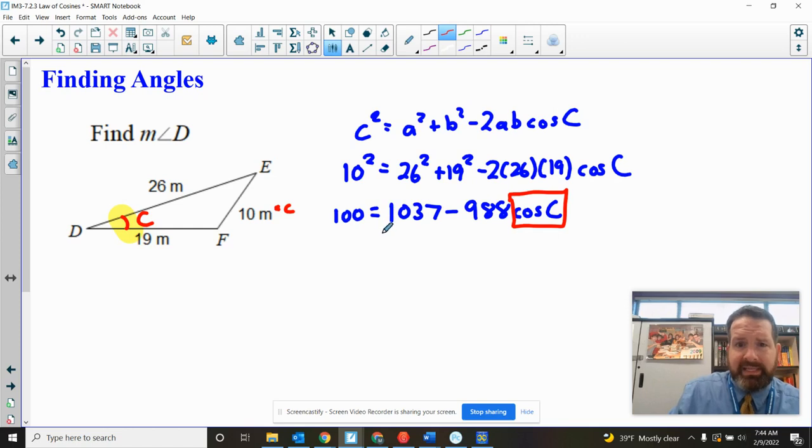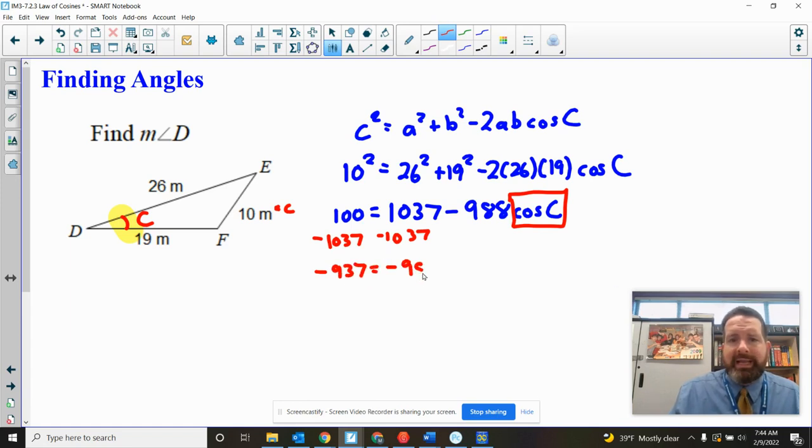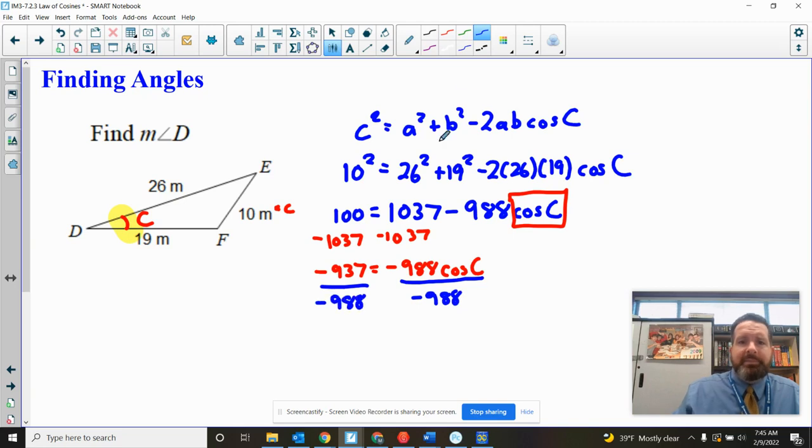So let's get cosine C by itself. Subtract the 1,037 from both sides of the equal sign. So 100 minus 1,037, negative 937 is equal to negative 988. Don't forget that negative stays in front of the 988 cosine C. Then division by the negative 988.